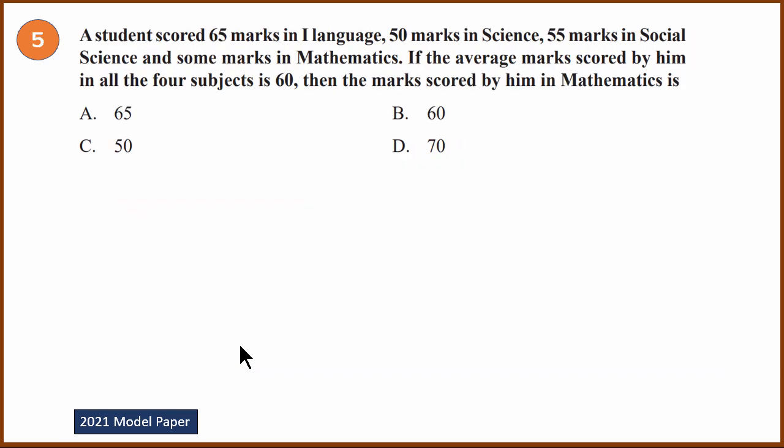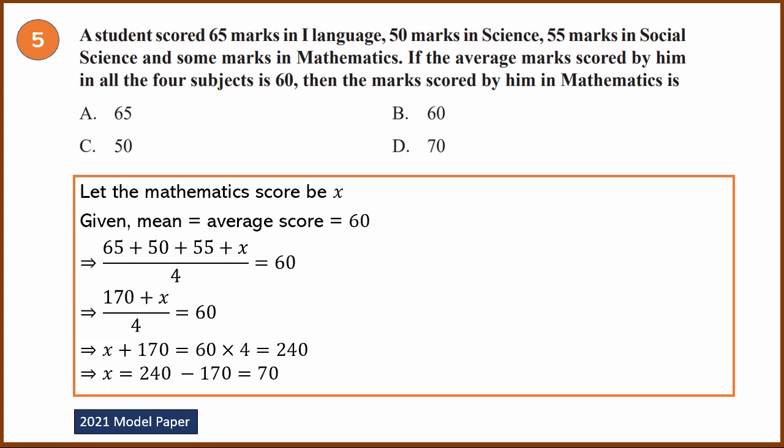Fifth question, another average mark question. A student scored 65 in first language, 50 in science, 55 in social science, and some marks in mathematics. So we need to find the marks in mathematics. If the average marks scored by him in all 4 subjects is 60, then marks scored by him in mathematics is. So again, 4 subjects, we know their average, but we don't know one of the subjects, in this case mathematics. Let the mathematics score be X. We substitute the scores of 3 subjects in the formula. He's got 65 in first language, 50 in science, 55 in social. Totally 4 subjects. We don't know the value of maths mark, we call it X.